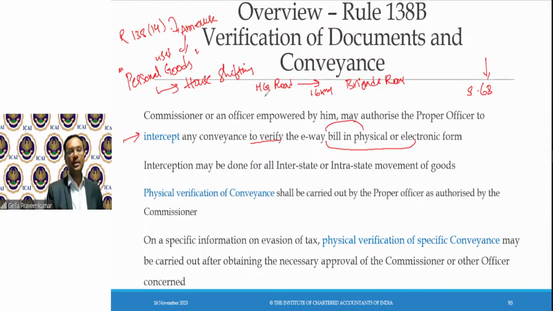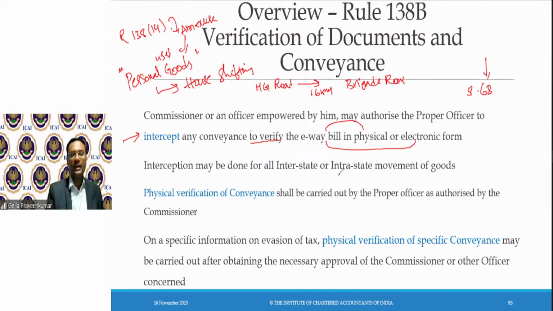So what will the transporter say? Sir, give a declaration, write a letter saying these are your personal goods, based on which e-way bill is not required. So this is what they are saying. The officer is interested to verify that you're causing movement of goods for transportation. Please show me e-way bill.